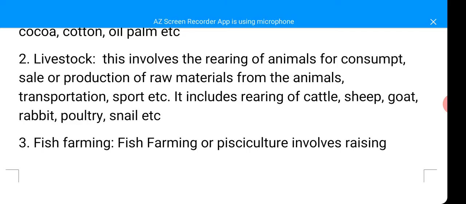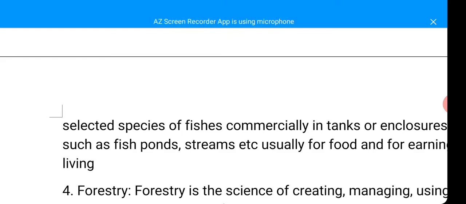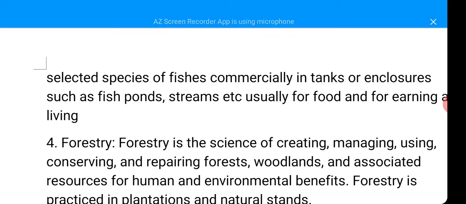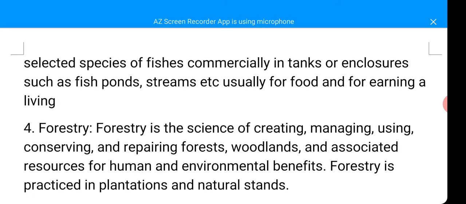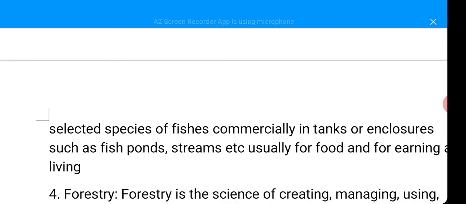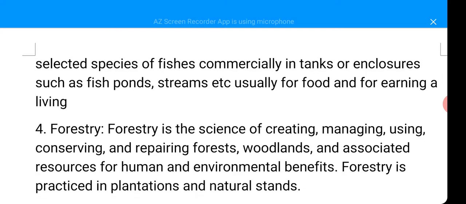The next component of agriculture is fish farming. Fish farming, also known as pisciculture, involves raising or breeding selected species of fishes commercially in tanks or enclosures such as fish ponds, streams, etc., usually for food and for earning a living.